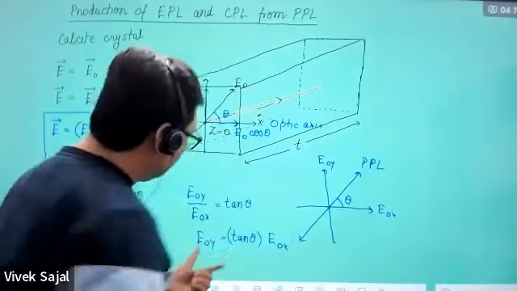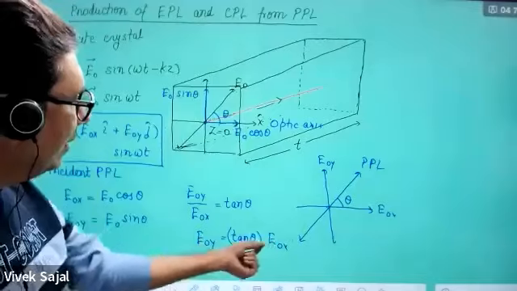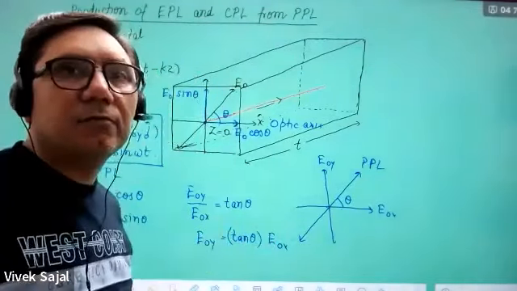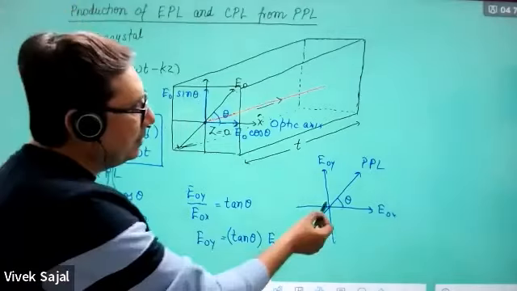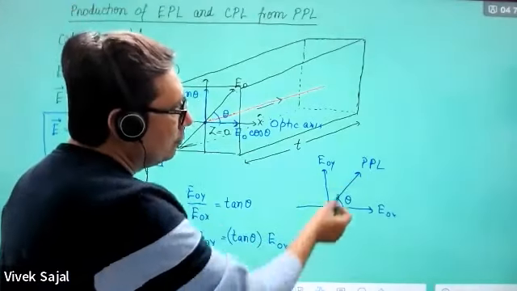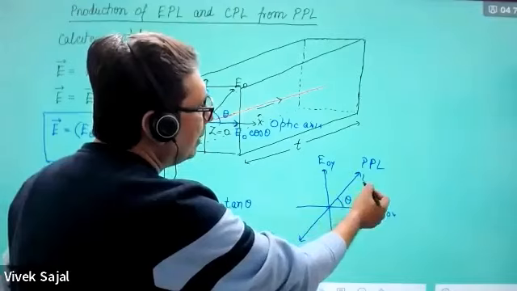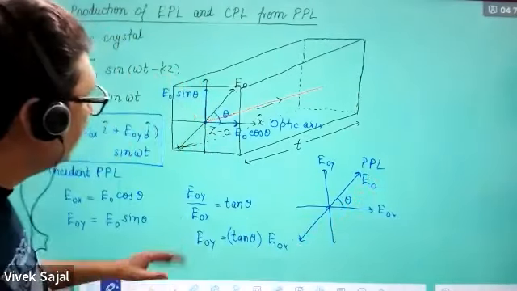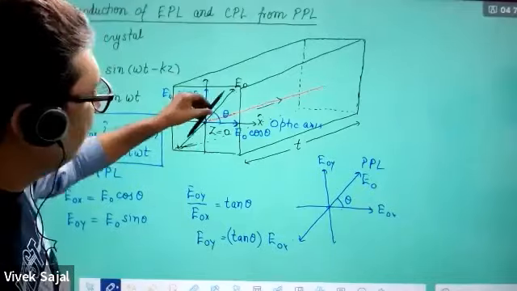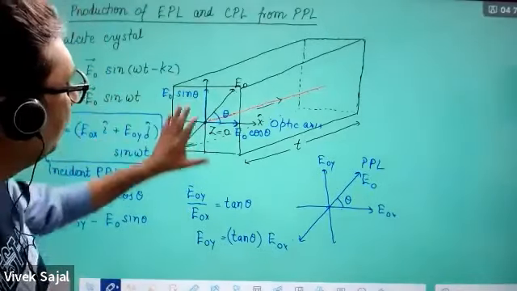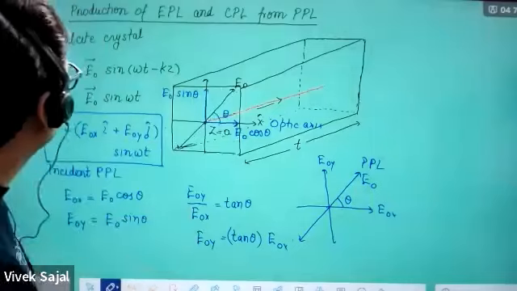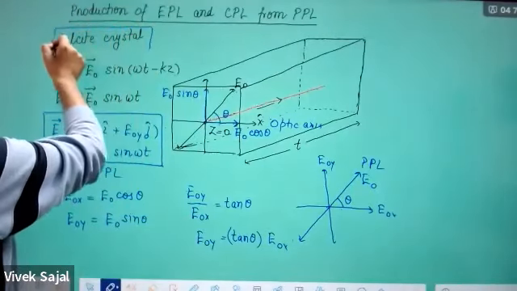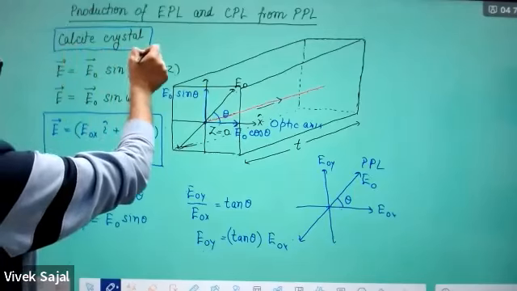What is the correlation between E naught x and E naught y? If you plot E naught x as a function of E naught y, it will be like this. So this is the incident plane polarized light, and its amplitude is E naught. This type of plane polarized light is incident over it. Now this is a doubly refracting crystal. What type of crystal is this? This is a calcite crystal, which is a doubly refracting medium.